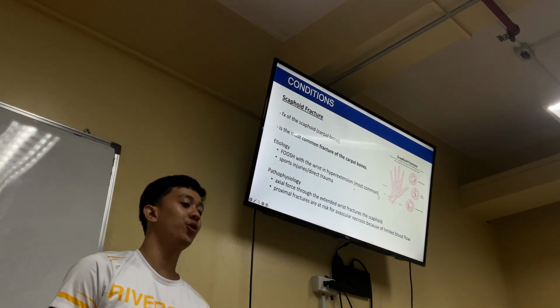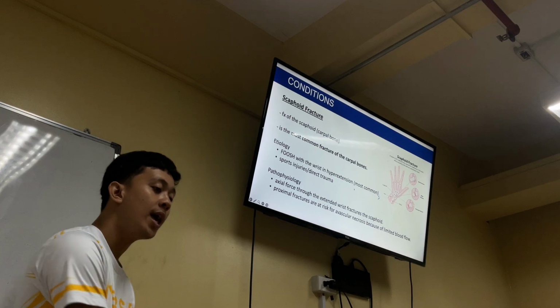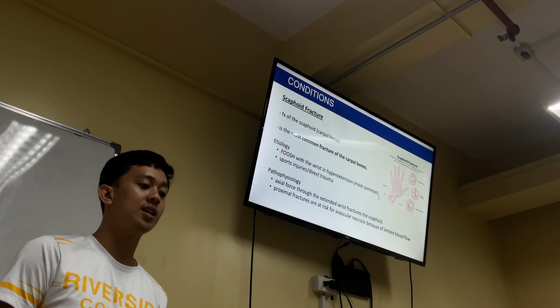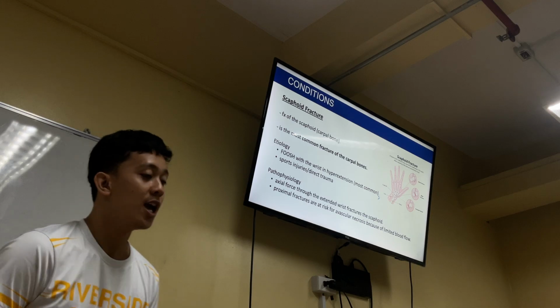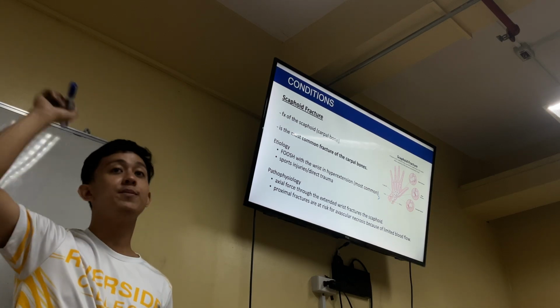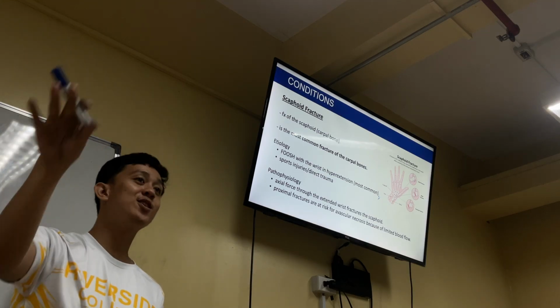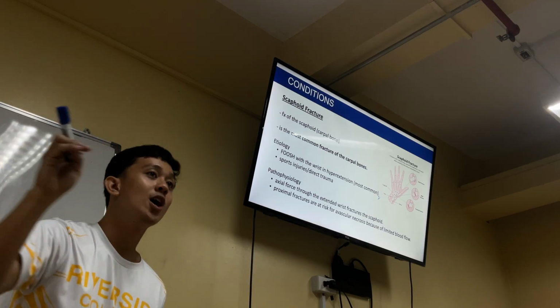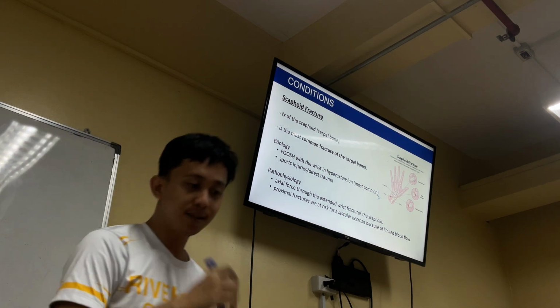Pathophysiology: axial force through the extended wrist fractures the scaphoid, and proximal fractures are at risk for avascular necrosis because of limited blood supply. Knowing that the scaphoid bone has a limited blood supply, same with the supraspinatus. Avascular necrosis means there is a decreased or absent blood supply of that structure. Okay?